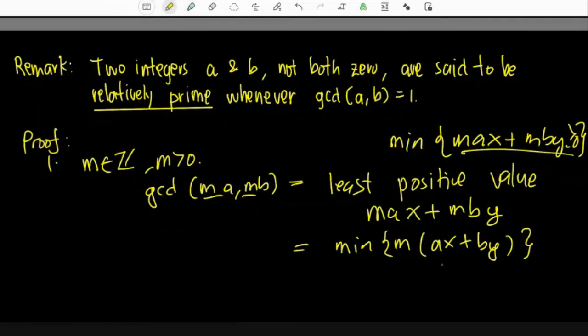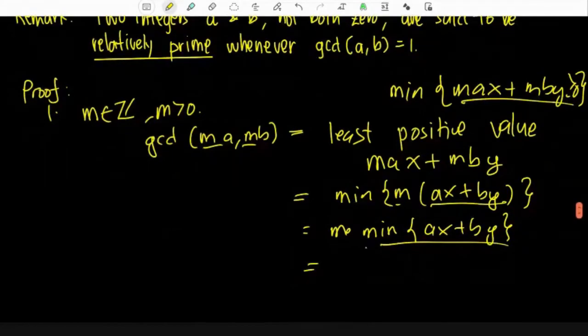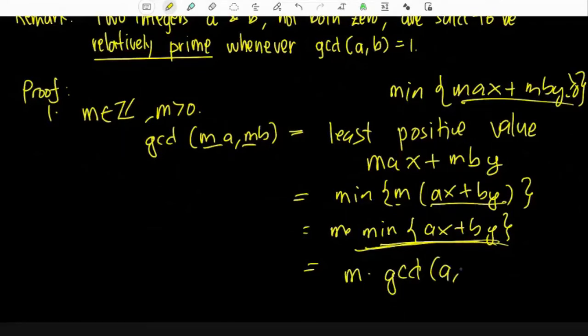Pero syempre, kung ano man yung minimum nito, i-times mo sa M, pareho lang din yon sa minimum nung set na yan. So, pwede rin naman na kunin mo na lang yung minimum nung set na AX plus BY. Tapos yung value niya, i-times mo ng M, kung ano man yung makukuha mong minimum nito. Tama? O, by definition, saan ba equal to? Minimum ng linear combination ng AB, then sa GCD ng AB.